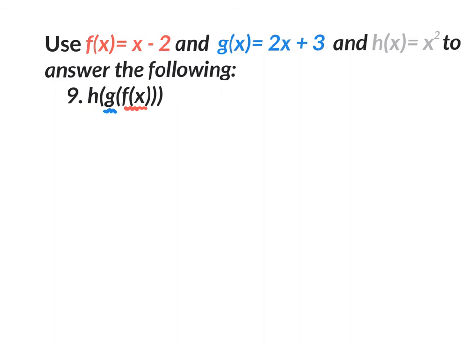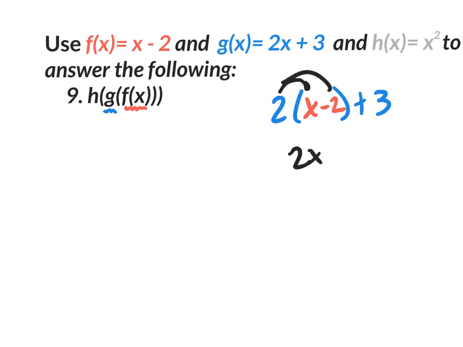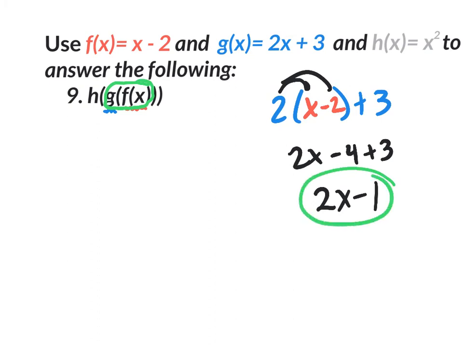So let's do that. The blue g is 2 parenthesis plus 3. And let's plug in that red x minus 2. So when we do that, we're going to end up distributing 2 times x, 2x, 2 times negative 2, negative 4, plus 3. That'll actually be 2x minus 1. So what we know so far is that g of f of x is really 2x minus 1. So my new problem is really h of 2x minus 1.